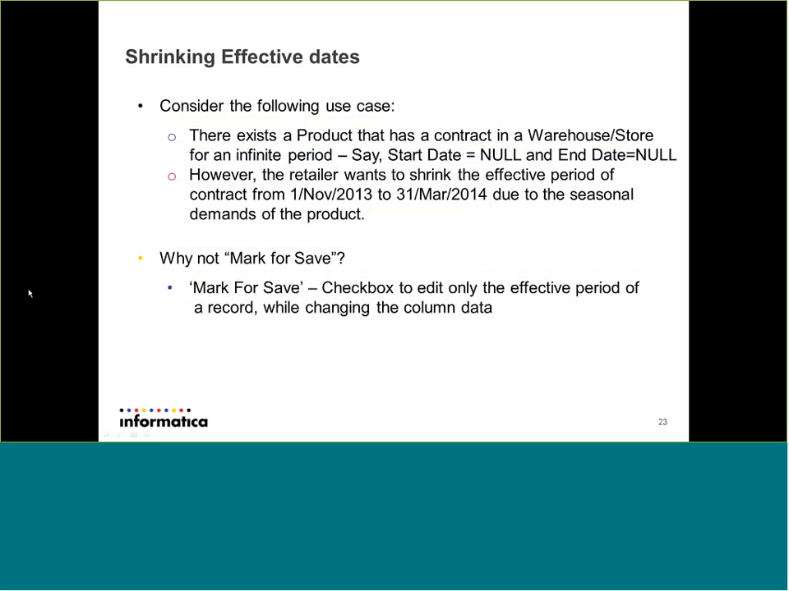One other important thing, which maybe most of the business users are thinking of, is the effective dates. Say during the initial process, I have given the dates as null to null. That is, this particular business data is to be active for an infinite period of time. But later, due to a requirement like seasonal, consider a product in a warehouse which is available for an infinite period. While doing the initial data load, we pass the start and end date as null and null. Later, the retailer wants to restrict this effectiveness to a definite period of time.